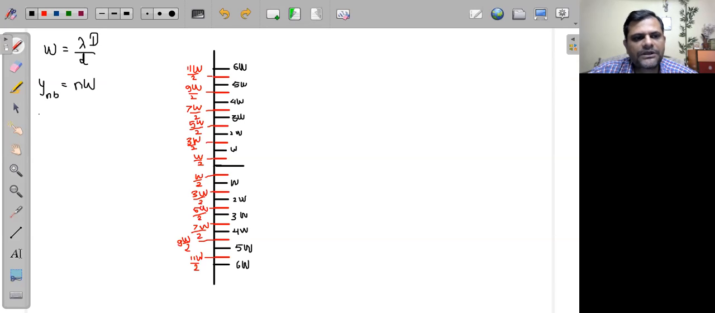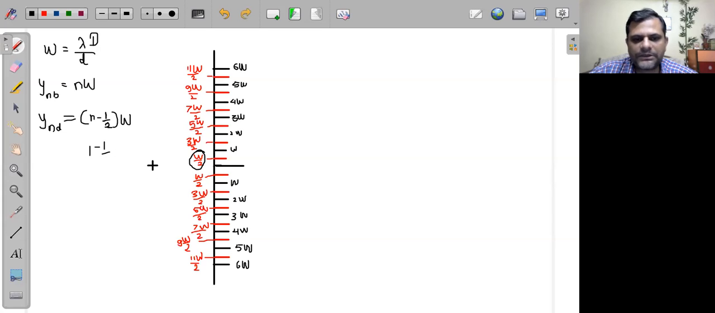And if you talk about the dark band, then the distance of the nth dark band from the center, Y_nD, will be equal to (n minus half) times W. This formula will fit perfectly here; you can check and see. The first dark band, which is this one here, will be at a distance obtained by putting n equal to 1 here. So putting n equal to 1, what does 1 minus half become?